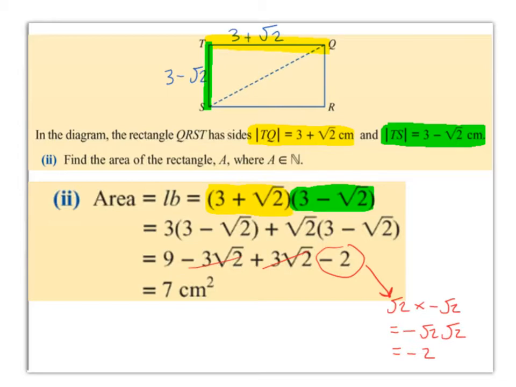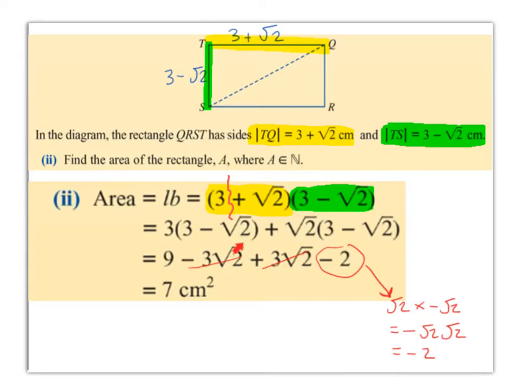So we're going to crack open our egg. We're going to bring down the 3, stick on this second egg, stick on the 3 minus root 2, bring down the root 2, stick on the egg. 3 times 3 is 9. 3 times minus root 2 is minus 3 root 2. Root 2 times 3 is 3 root 2. Root 2 times minus root 2 is minus 2, because root 2 times minus root 2 is minus root 2 root 2, which is just minus 2.